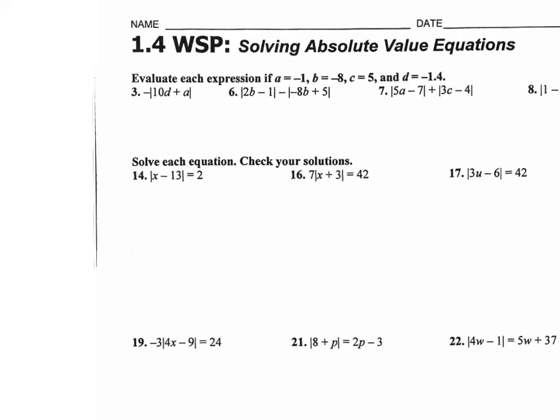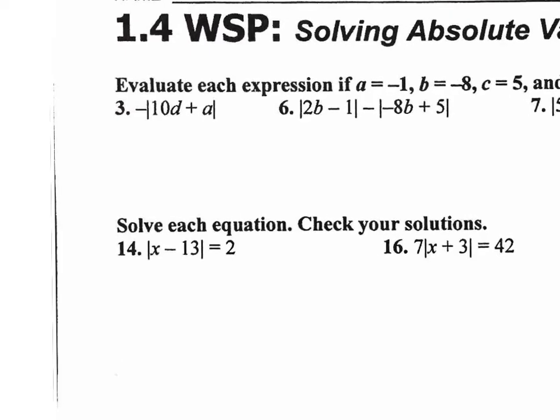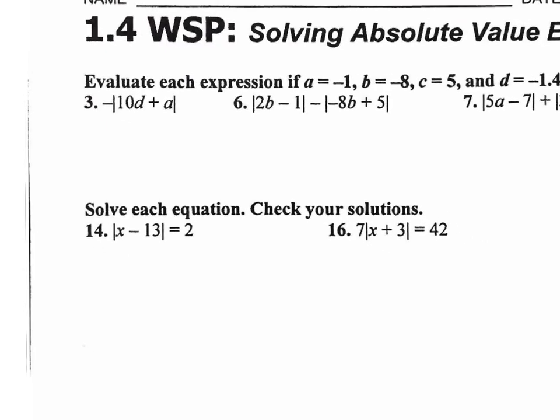Here we go, guys. Going to go over the homework. 1.4 WSP. On the first part, you're going to evaluate, which simply means to plug it in. So we're going to take those values and plug them in. We're going to take the value of D, which is negative 1.4, plug it right in here, and the value of A, which is negative 1, and plug it right in there.